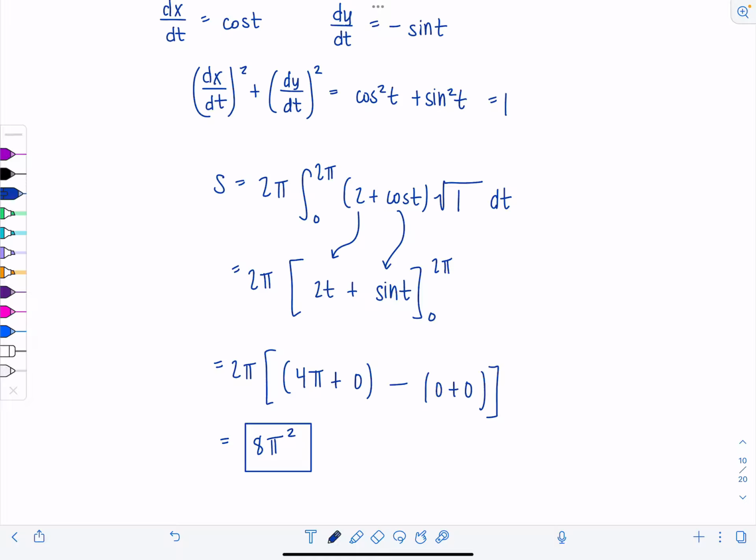So you need the arc length formula whenever you do surface area problems, right? It's just like in rectangular.